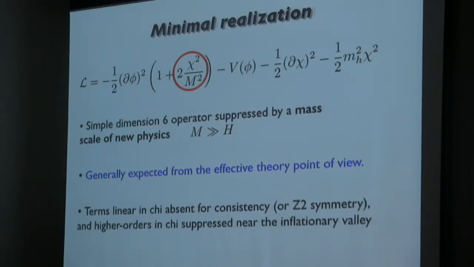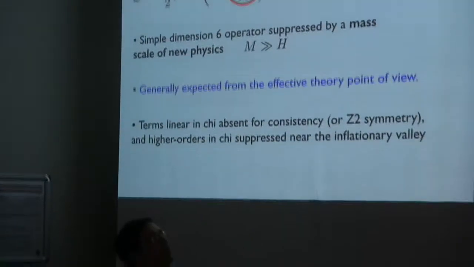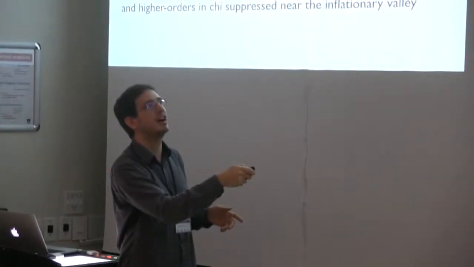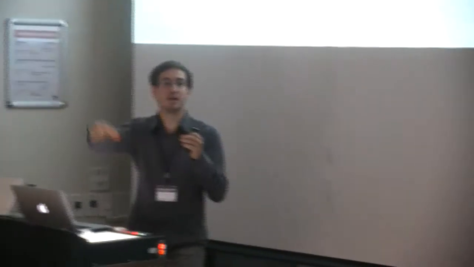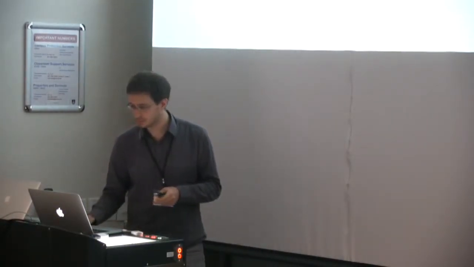You may wonder why I put linear terms in chi. If chi equals 0 is indeed your background, there should be no linear term in chi, or you can even use a symmetry for that. Of course, there will be a bunch of higher order terms in chi, either in the potential or here. But I'm looking at an expansion around chi equals 0, and I'm just looking at the first terms to show this model.